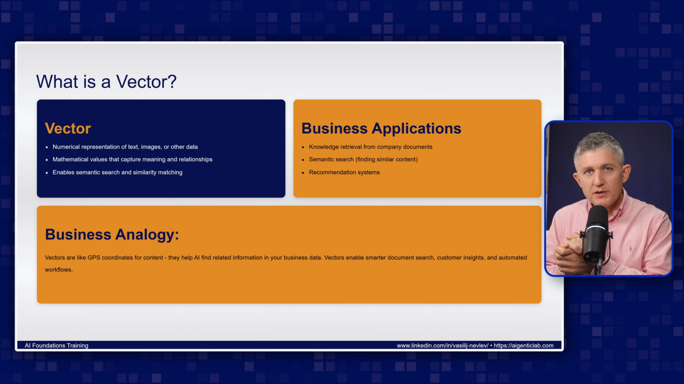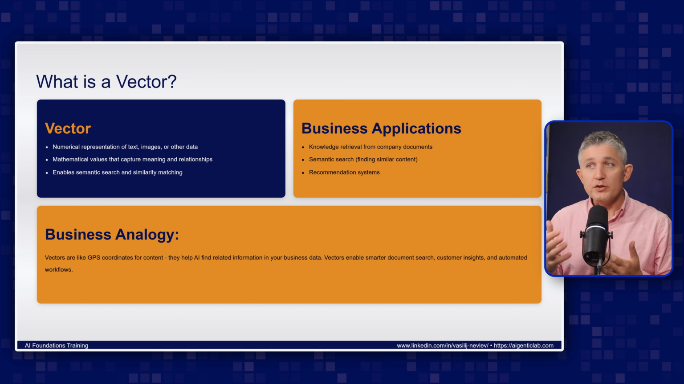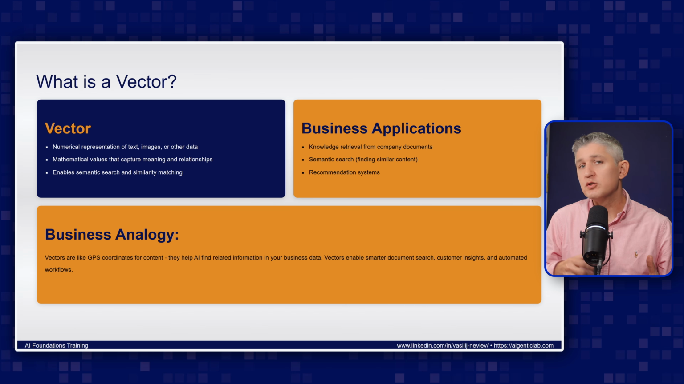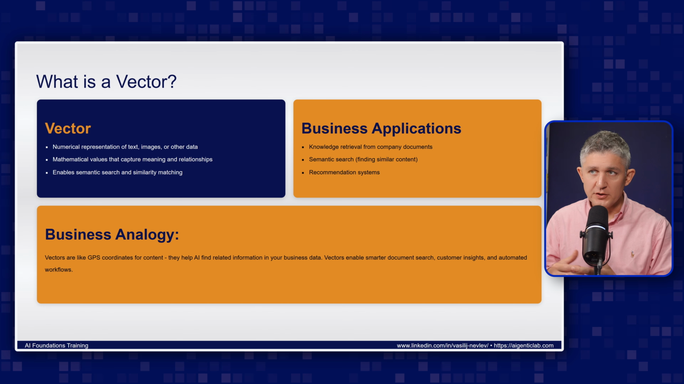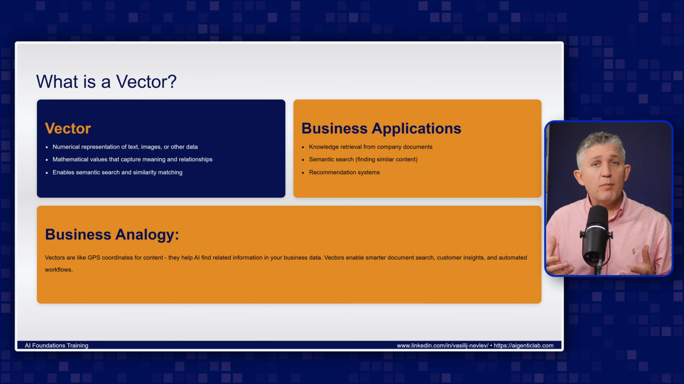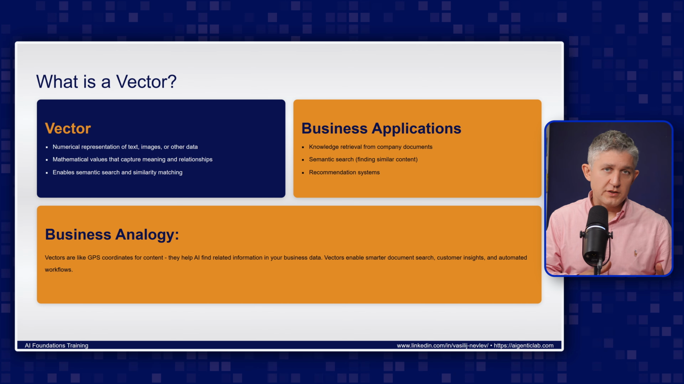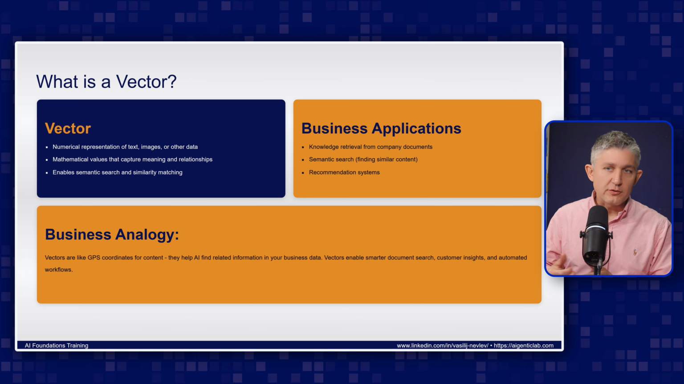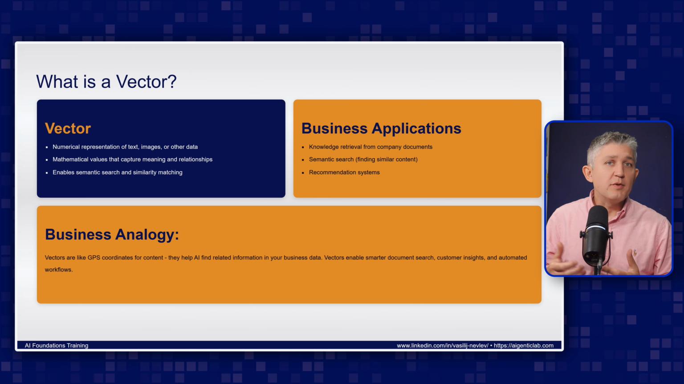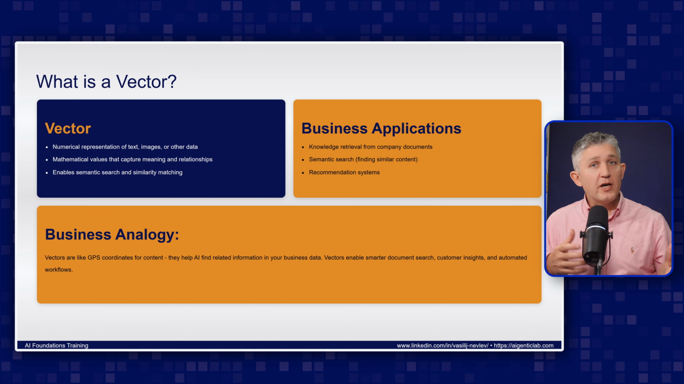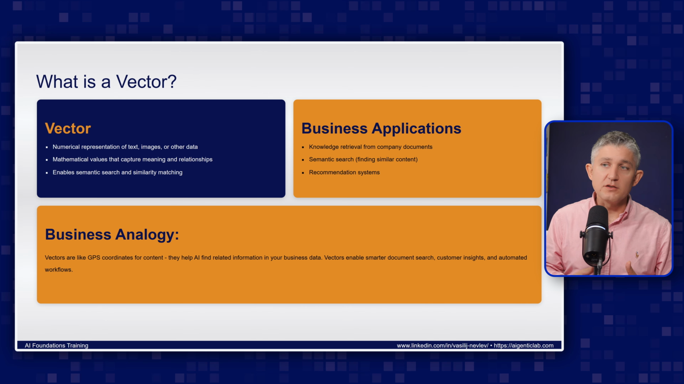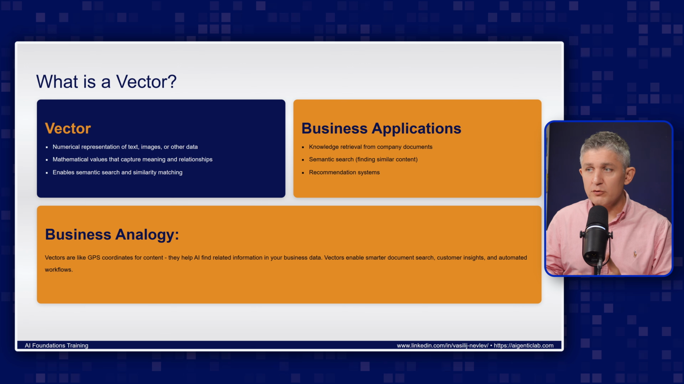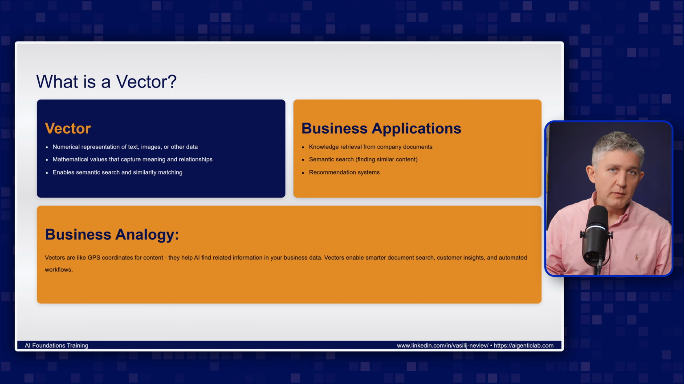Vectors and vector databases are what you will need to use internally to make sure your knowledge retrieval from company documents is stored securely and accessed securely. Vector databases will empower semantic search for your systems and will ensure that the answers of your models are accurate. Think of vectors as GPS coordinates for your content. They help AI find related information in your business data. Vectors enable smarter document search, customer insights, and automated workflows.